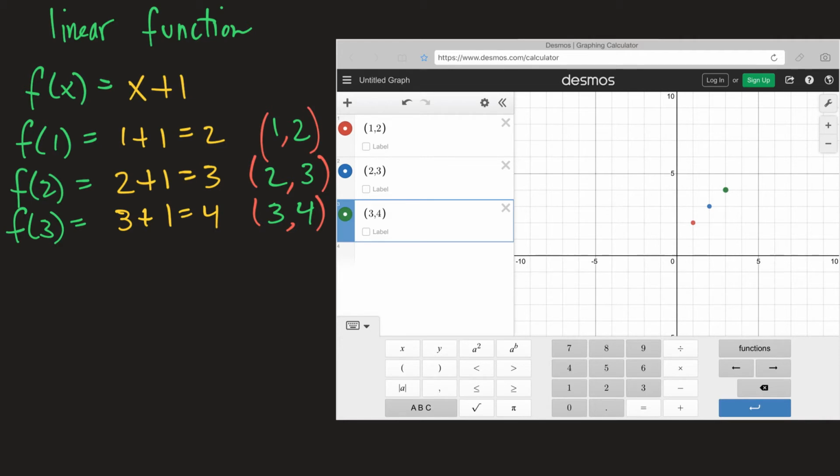Further, I can tell you what this line is. It should be y is equal to x plus 1. If I type that into Desmos, it should give me that line right through all of those. So y is equal to x plus 1. Boom. Line right through there. Okay, so that's linear functions.